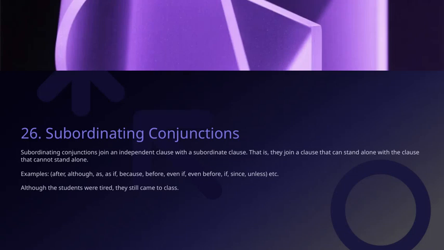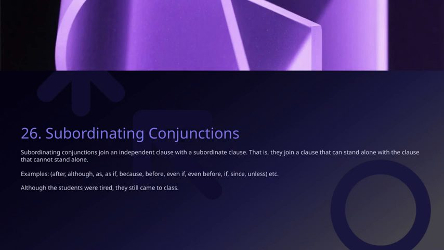Now let's talk about subordinating conjunctions. These are words that connect an independent clause, which can stand alone as a sentence, with a subordinate clause, which cannot stand alone. Essentially, they show the relationship between the 2 parts of the sentence.